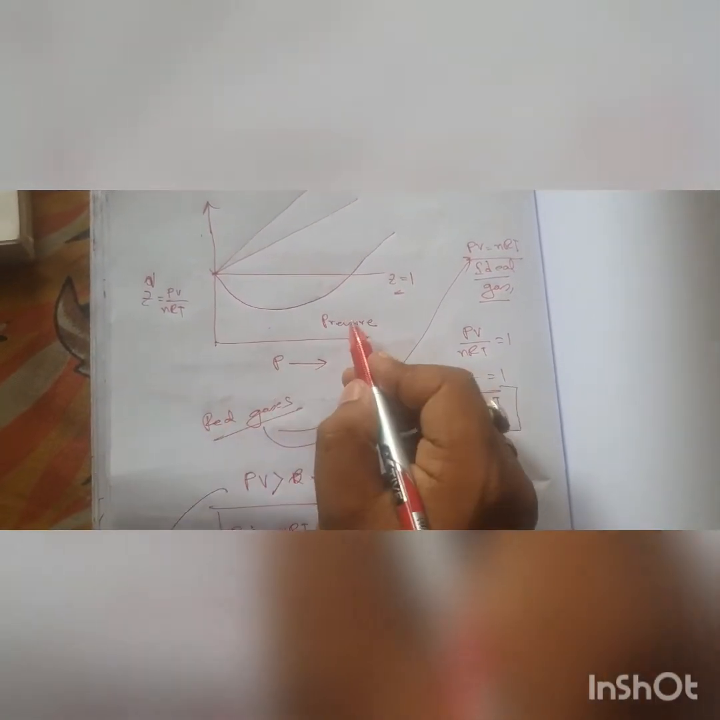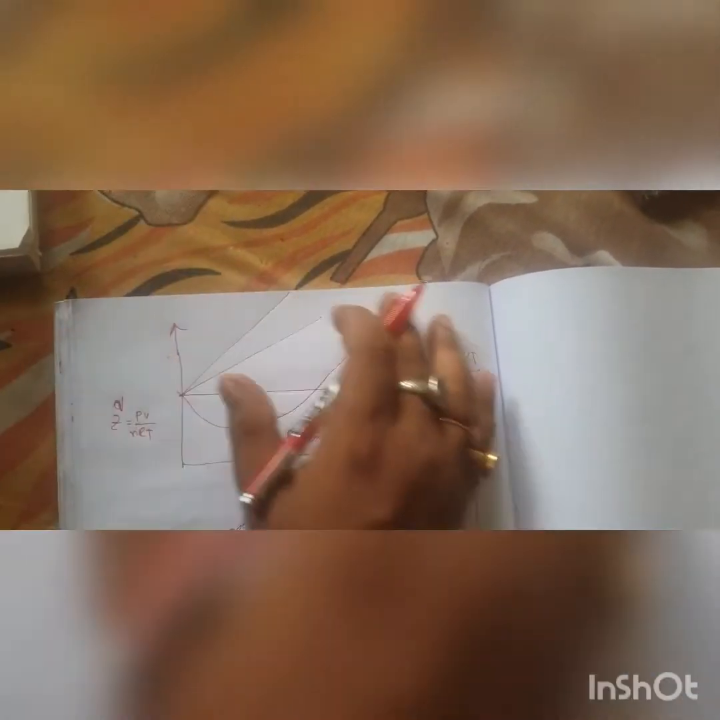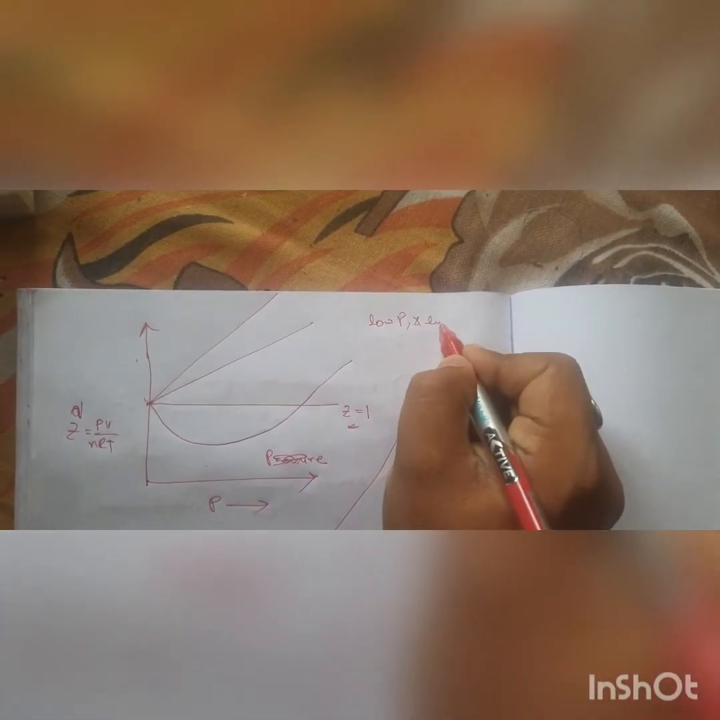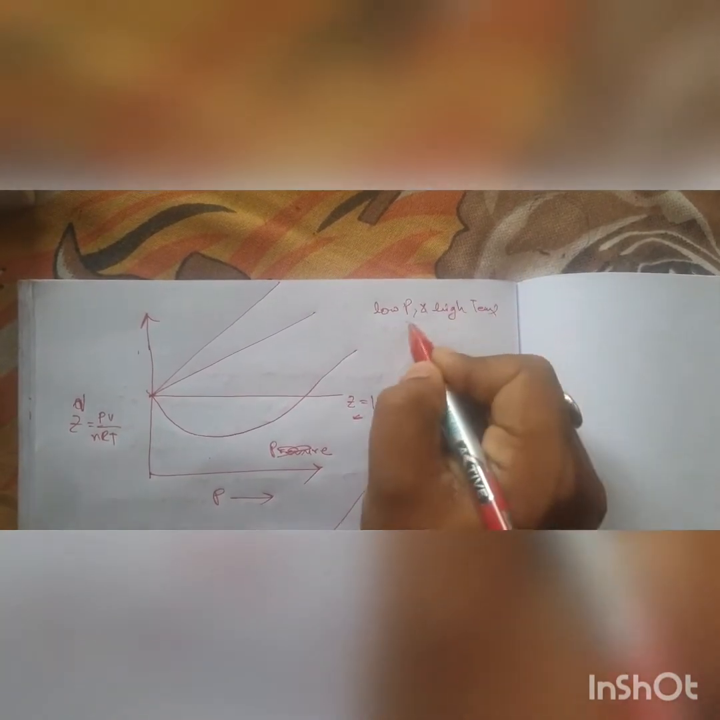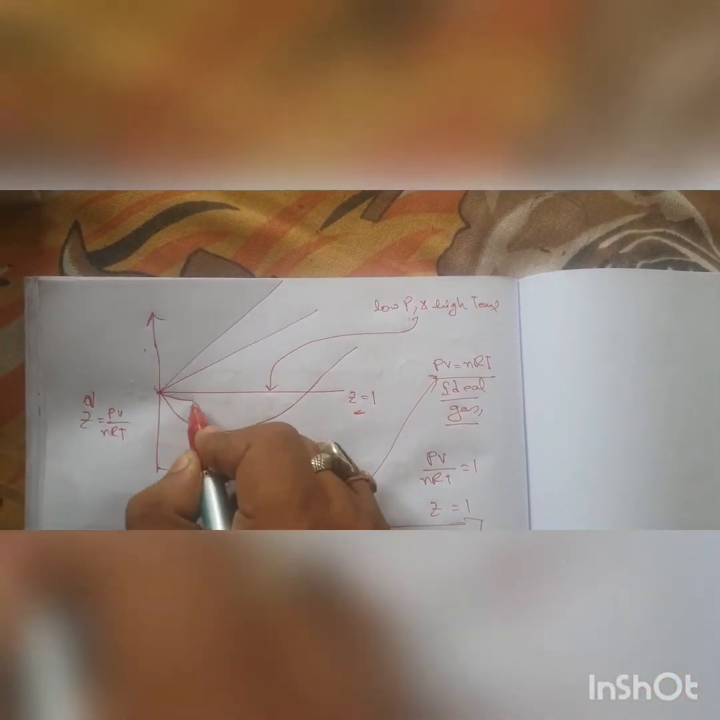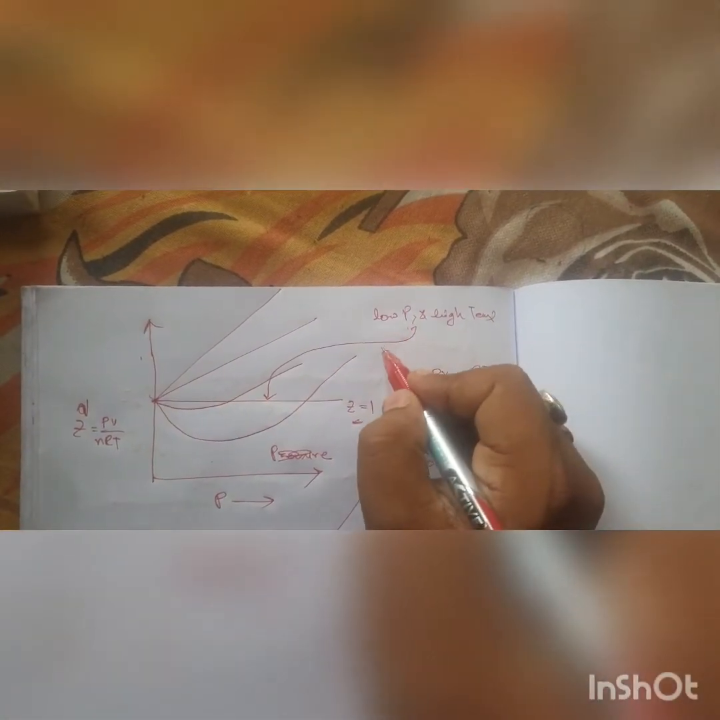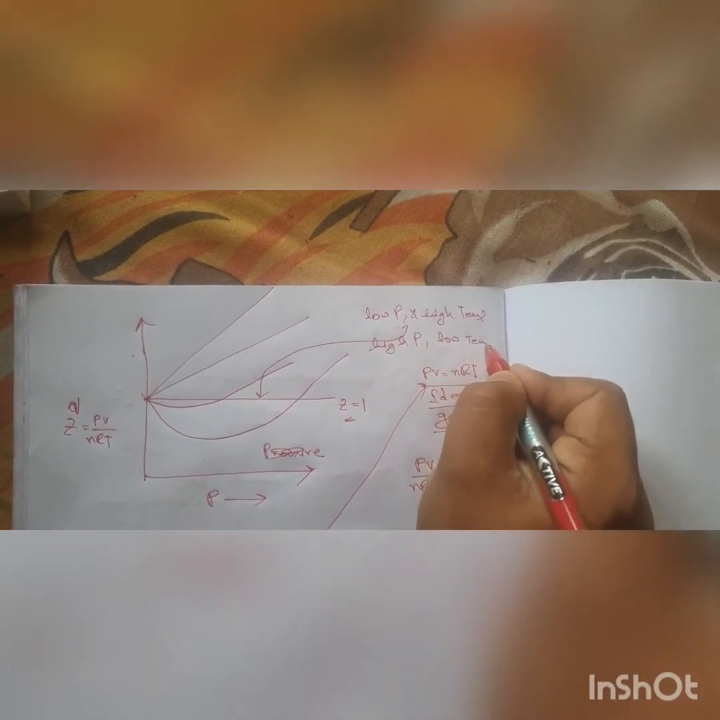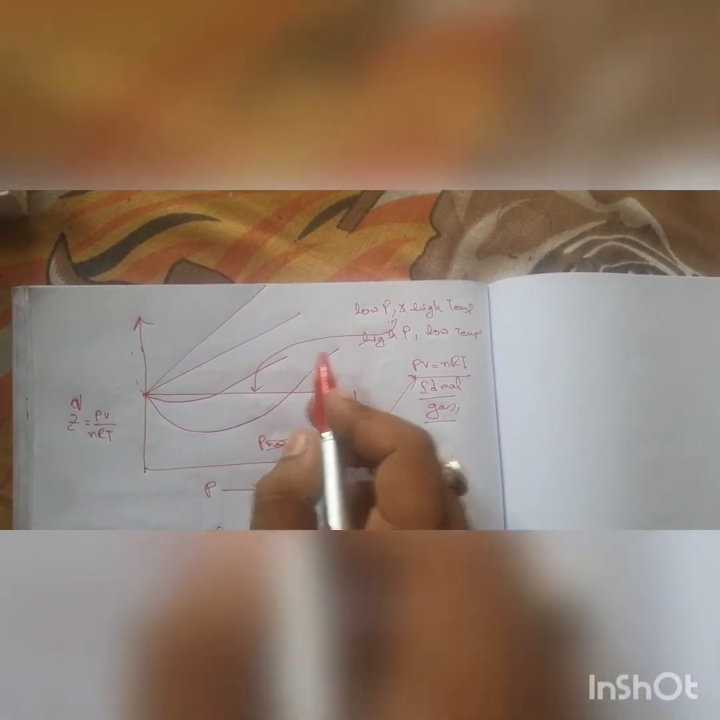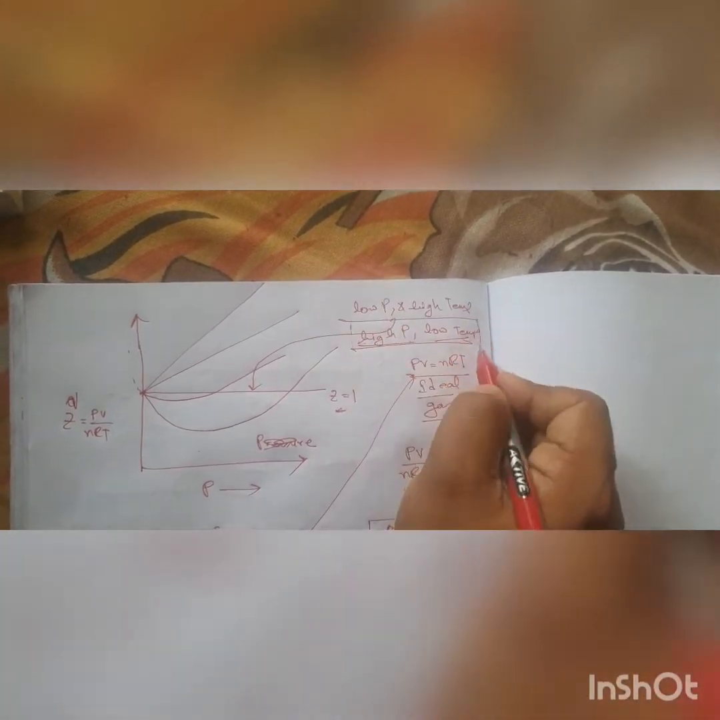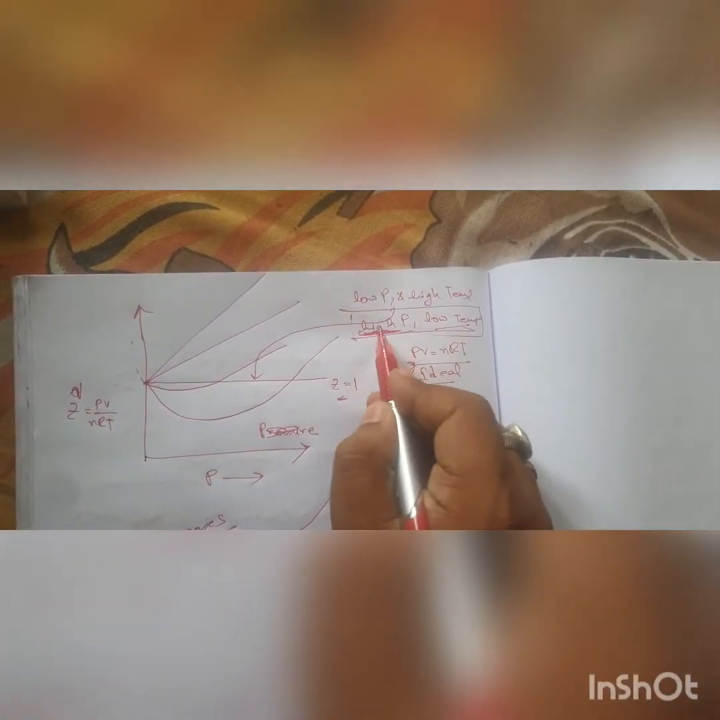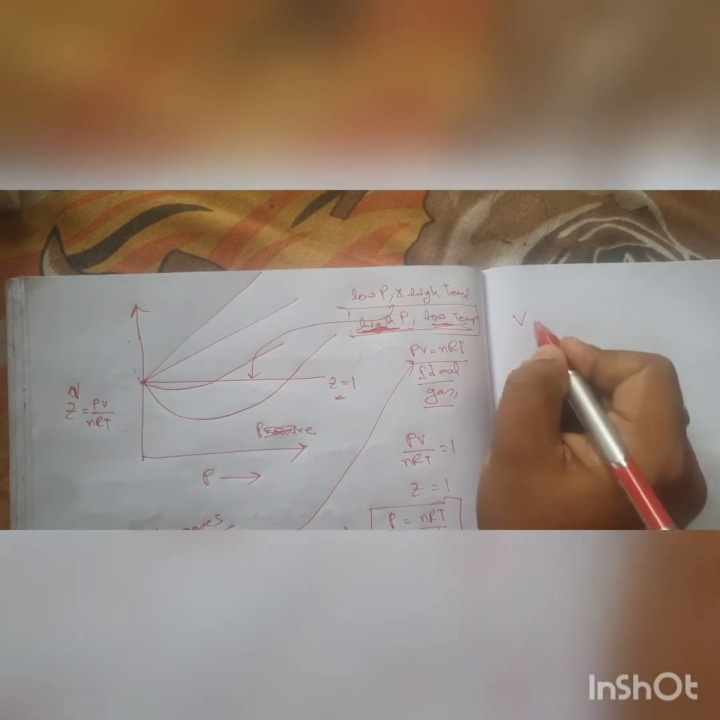First of all, I should also mention that at low pressure and high temperature only, this Z becomes equal to 1, or goes closer to 1. But at high pressure and low temperature, there is deviation. Now there is a combined effect of these two, which we will understand. But I told you that at high pressure and low temperature, volume is going to be lower.